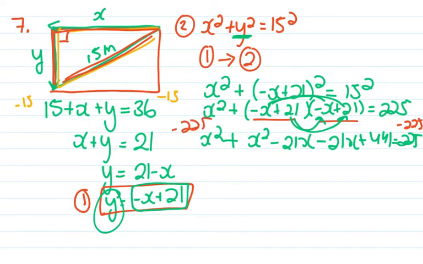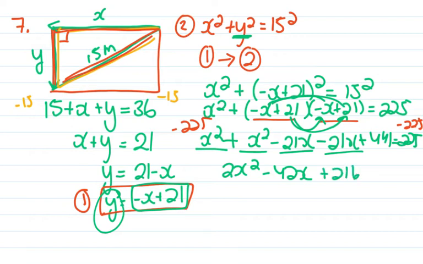So now I have x squared plus x squared is 2x squared. Negative 21x minus 21x is negative 42x. And then 441 minus 225 is 216. Now I need to factor this so that I can solve for x. So I have 2x squared minus 42x plus 216 equals 0.